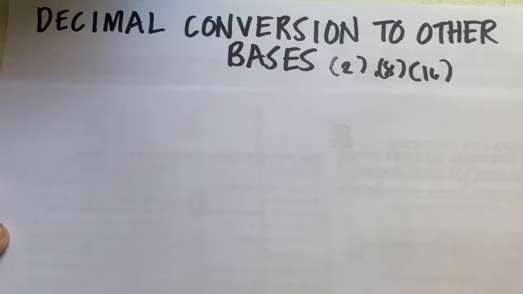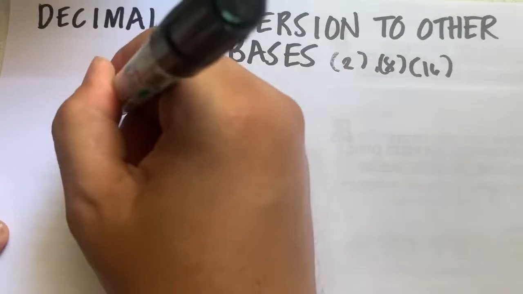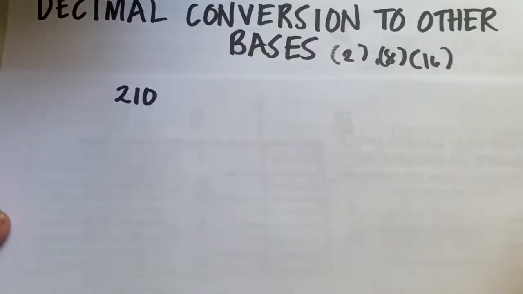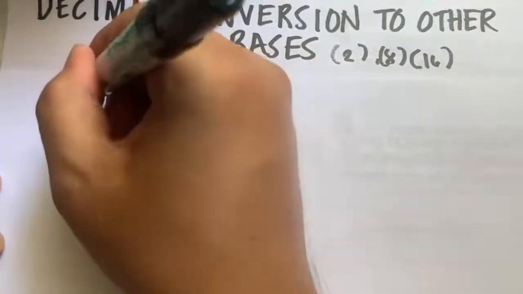So we are still on the conversion of decimal numbers to other bases. So let's have our last example. Say you are given 210 in decimal. So how are we going to convert this to other bases? So that we could easily get the octal and the hexadecimal equivalent, we are going to convert this first to binary. So to do that, we divide it by 2.